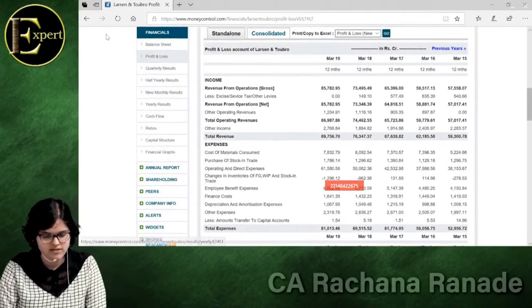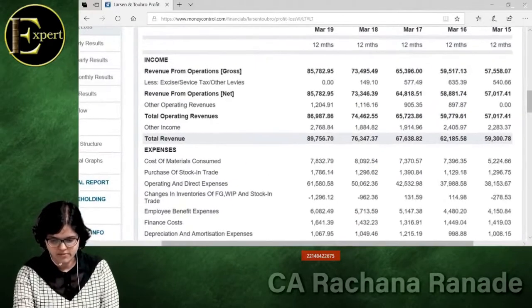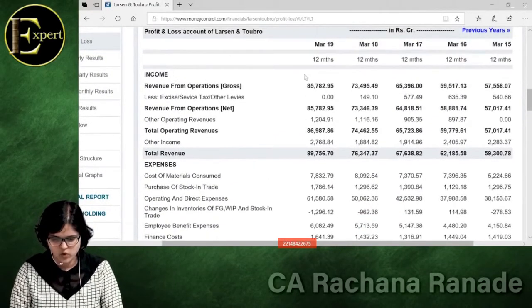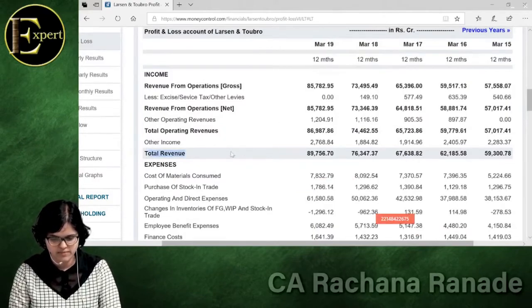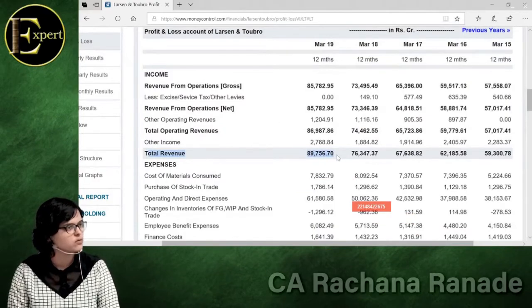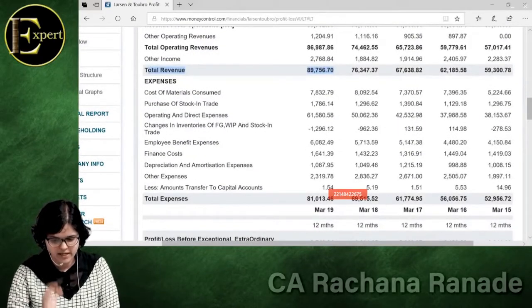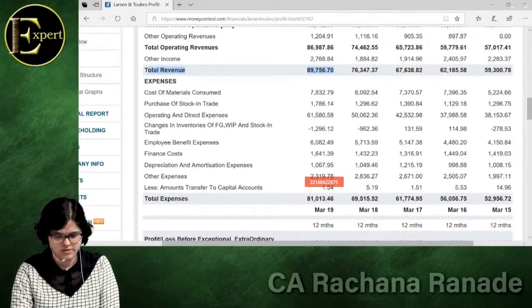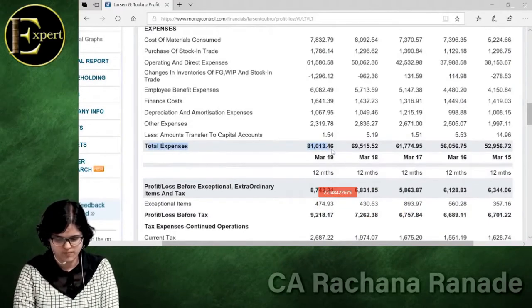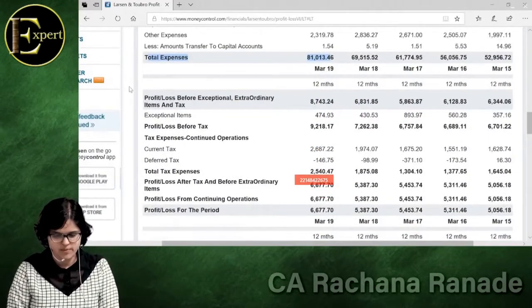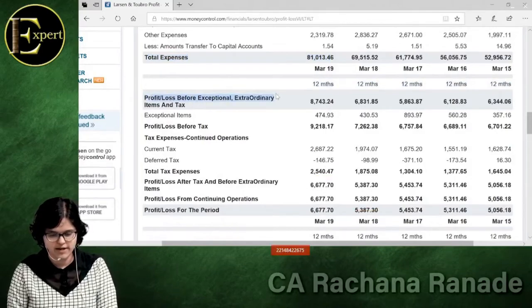Okay, see here you can see your P&L account, everyone. Yes, so you have total revenue and other operating revenue. This is your total revenue. Simplified, total revenue is almost 90,000 crores. Then this is your total expenses, 81,000. So this is your basic profit before your exceptional and extraordinary items.